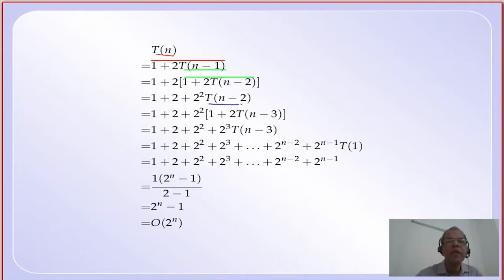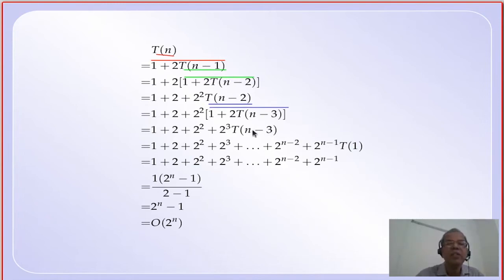Unroll t of n minus 2 once, resulting in 1 plus 2 times t of n minus 3. Simplify. 2 squared times 1 is 2 squared. 2 squared plus 2 is 2 cubed. Therefore, you have 1 plus 2 plus 2 squared plus 2 cubed times t of n minus 3. You can see the pattern.